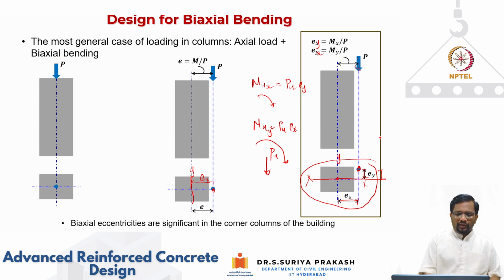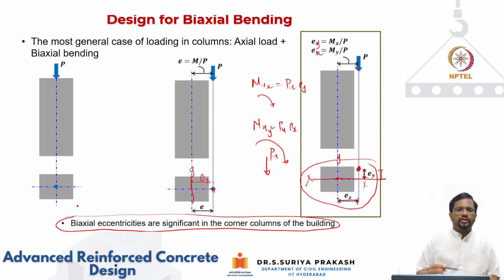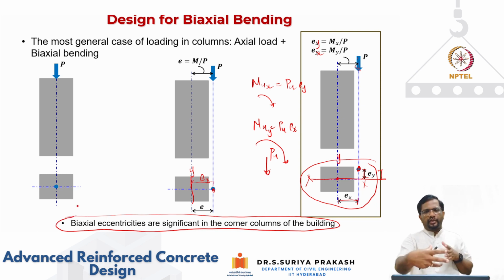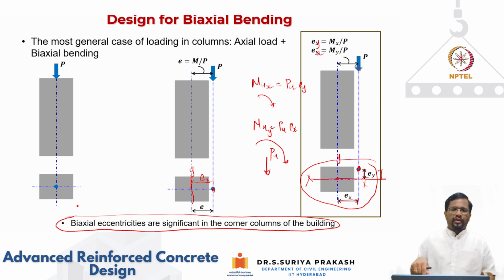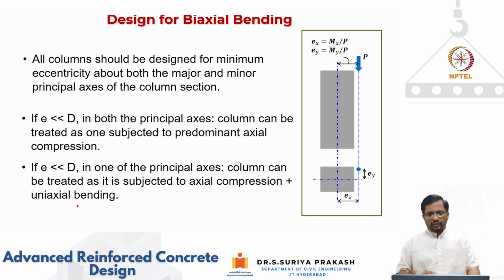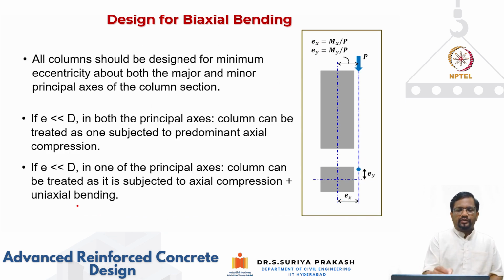Now, you can see that biaxial eccentricities are significant in the corner columns of the building. So that we discussed, right? Because the tributary area is basically one corner area, whatever load is applied will basically transfer into bending moment about both axes. So all the columns, as we have discussed, should be designed for minimum eccentricity about both major and minor principal axes of the section.